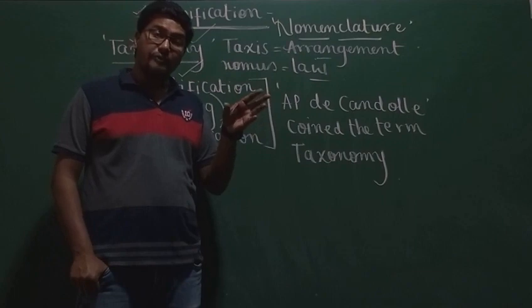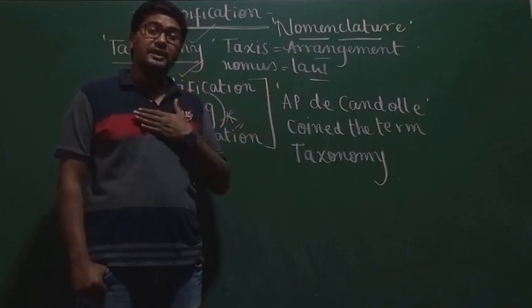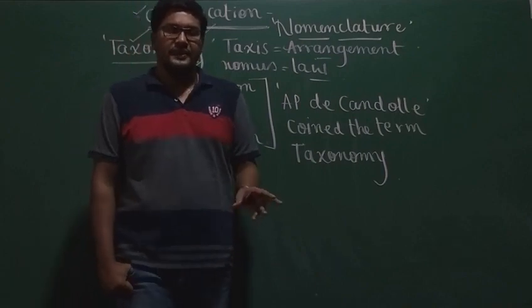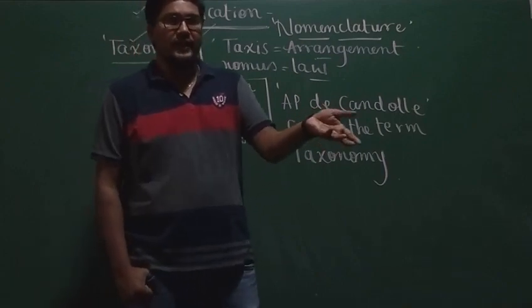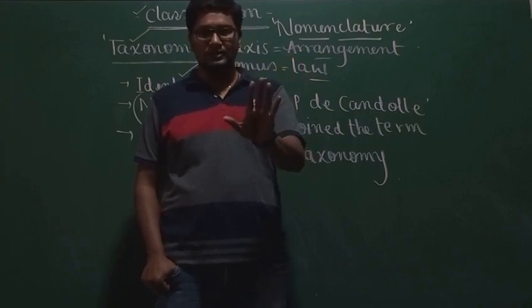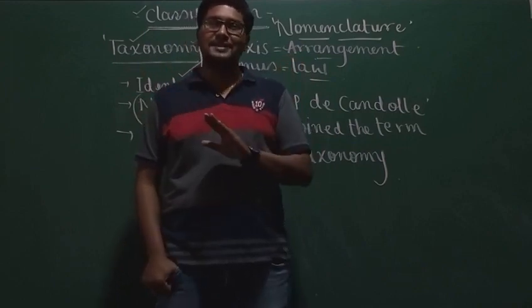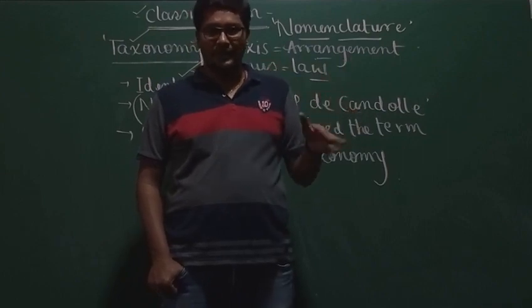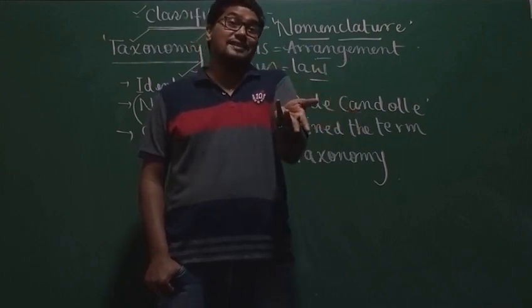And why do we have to give a distinct scientific name to an organism? Again, to avoid confusions, isn't it? If we simply think, for example, dog. In English we call it dog, in Hindi people call it kutta, in Telugu people call it kukka, and in Kannada you call it nai.